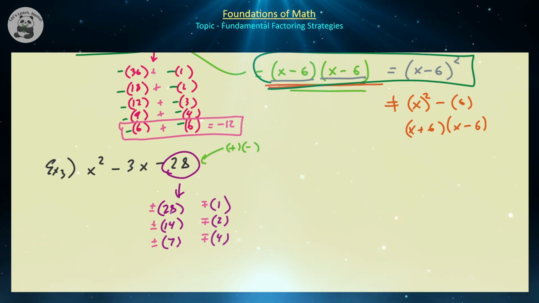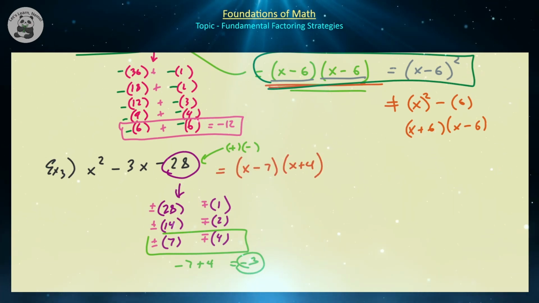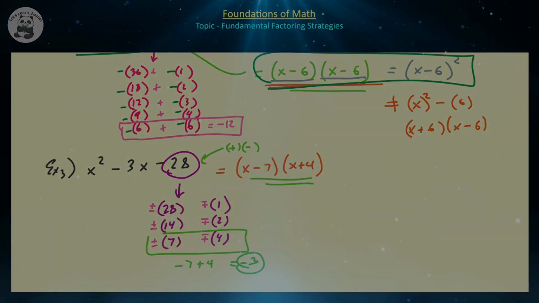If you think about how we can get that: 28 minus 1 or negative 28 plus 1, 14 minus 2 or negative 14 plus 2, 7 minus 4 or negative 7 plus 4. Well, negative 7 plus positive 4 is going to generate minus 3, so those are going to be our numbers. So we clearly see that this is going to factor into x minus 7 times x plus 4. And again, if you're not comfortable with factoring, definitely FOIL these out just to make sure you have the right factors.